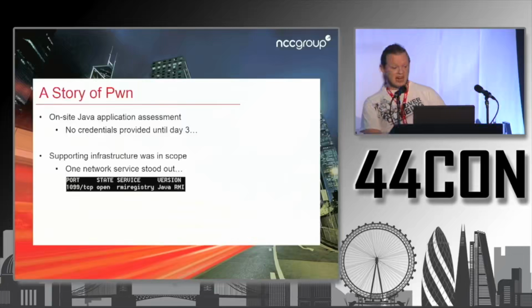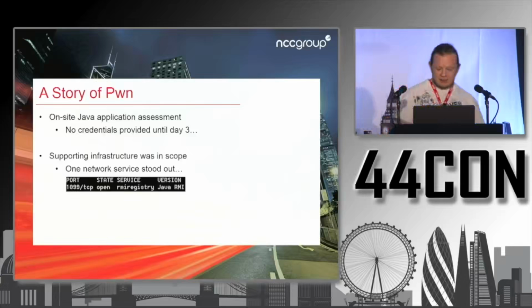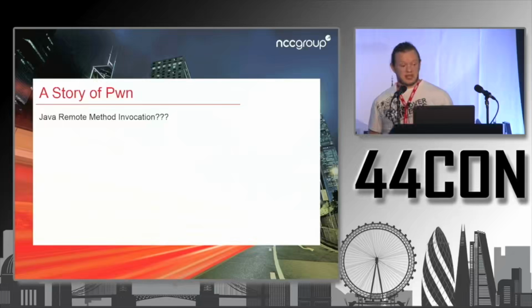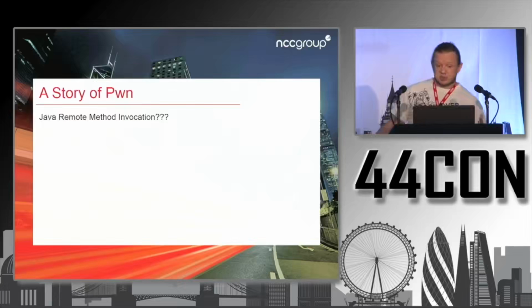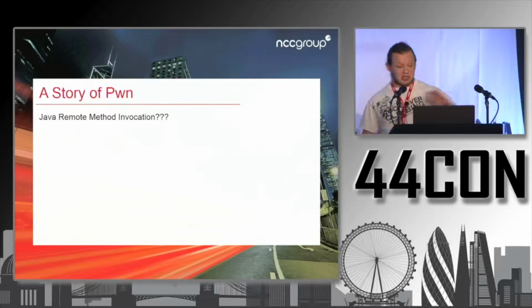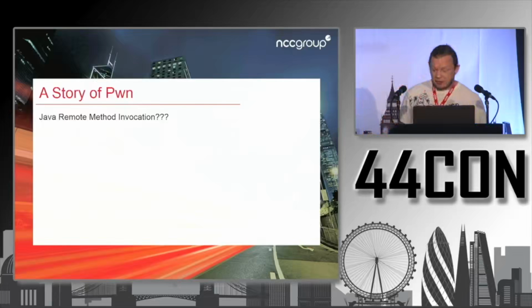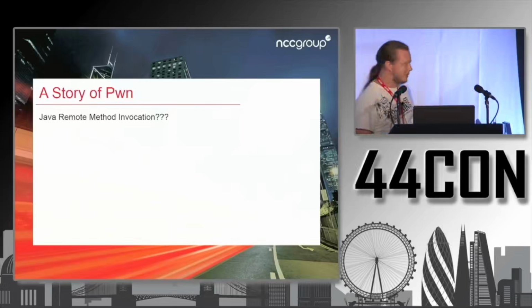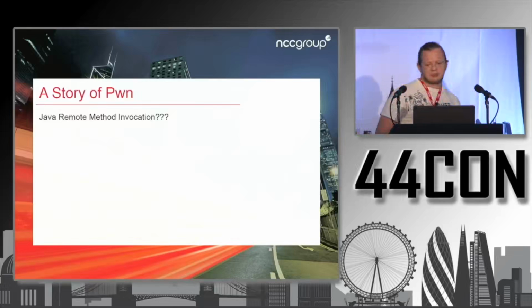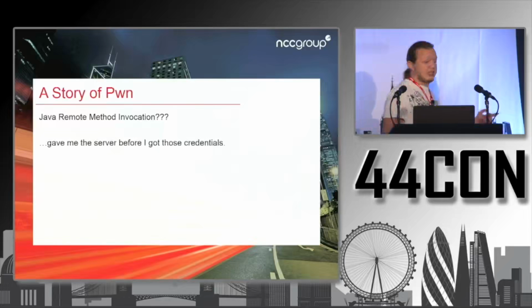RMI registry, Java RMI, port 1099 TCP. I'd never seen that before, but it turns out that was Java Remote Method Invocation. Lots of people had heard of this and told me this is really old stuff, really lame, but that sounded interesting to me. Remote Method Invocation. And this service actually gave me that server before I got the credentials to the application. And it was really easy, actually.